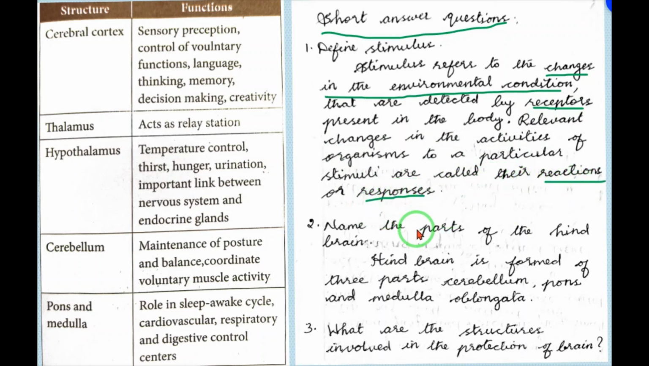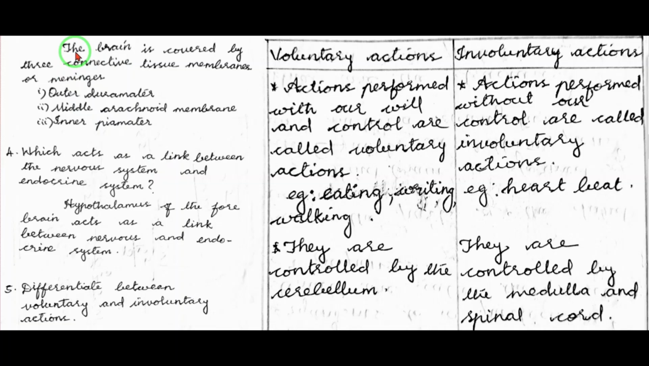Next question, name the parts of the hindbrain. The hindbrain is formed of 3 parts: cerebellum, pons and medulla oblongata. Third question, what are the structures involved in the protection of the brain? The brain is covered by 3 connective tissue membranes or meninges. Number 1, outer dura mater. Number 2, middle arachnoid membrane. Number 3, inner pia mater.